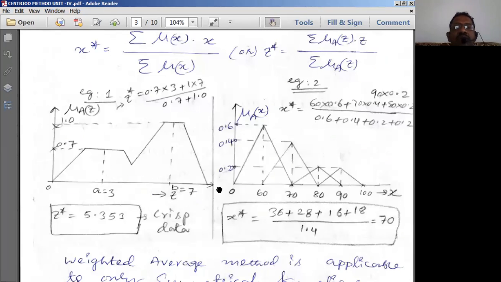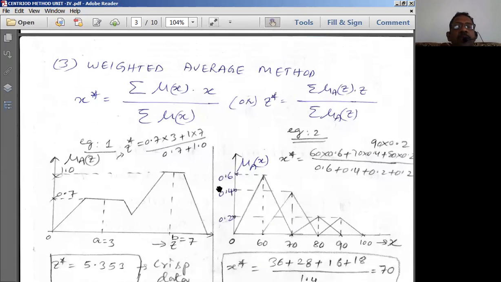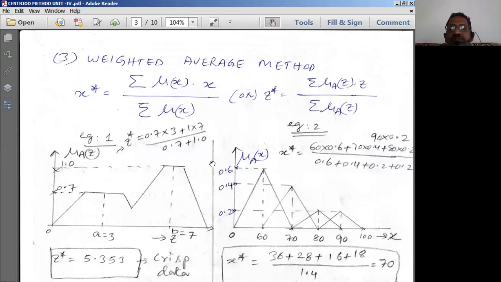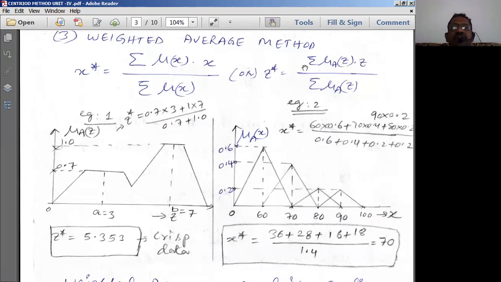The next one is the weighted average method. What is the formula for the weighted average method? As it is weighted, we put a summation symbol: sigma of mu of x into x, divided by sigma of mu of x. The difference between the numerator and denominator is only that the multiplication by x is not there in the denominator. The rest is the same. The same function can be written as z star equals sigma of mu a of z into z, divided by sigma of mu a of z.